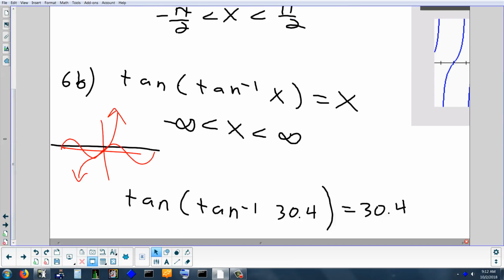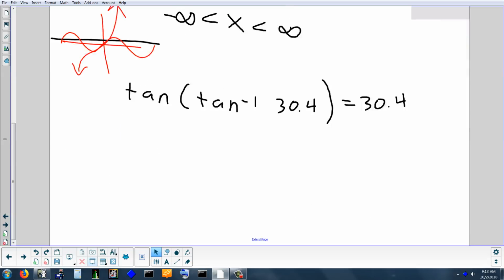Okay. So let's just do one tangent problem. The tangent of the inverse tangent of 30.4. If I type that in, will I get 30.4? Yeah, this is formula 6b. When inverse is on the inside, doesn't matter what you type in. It always works.